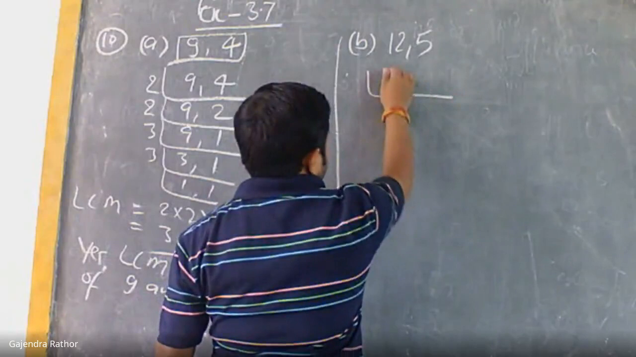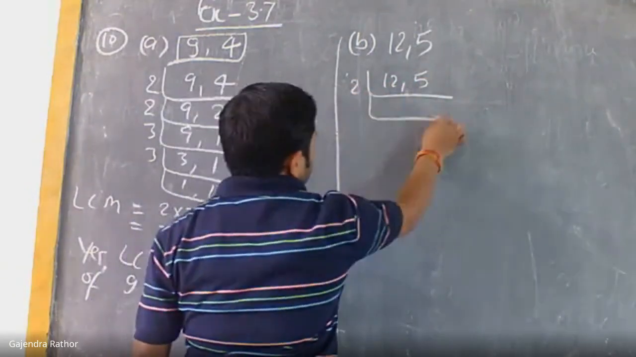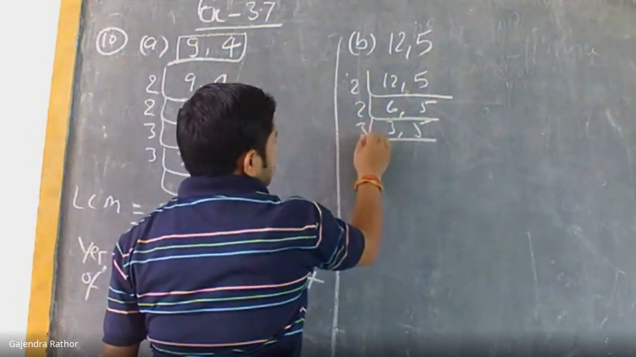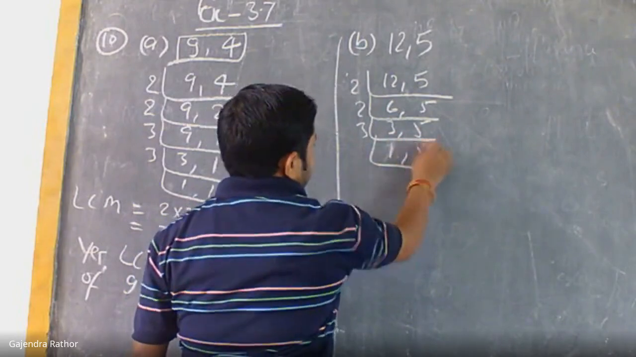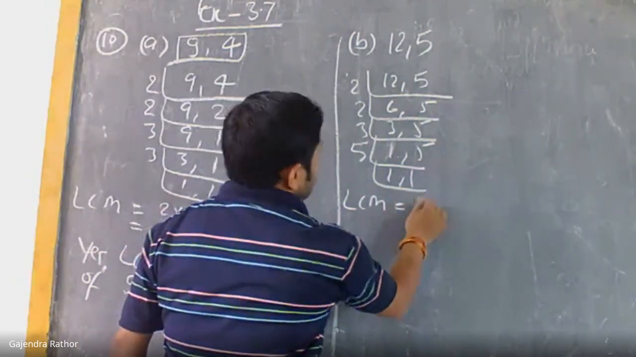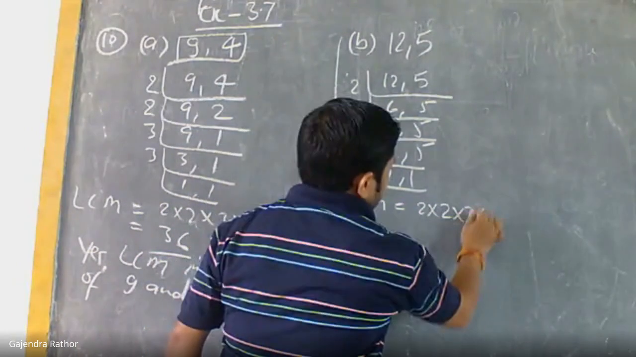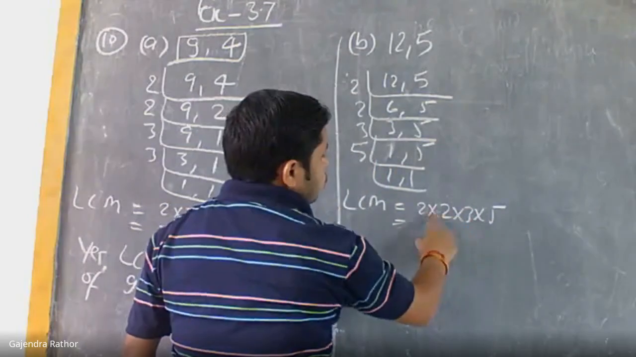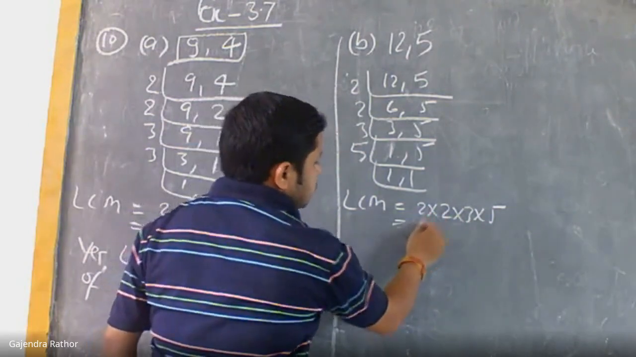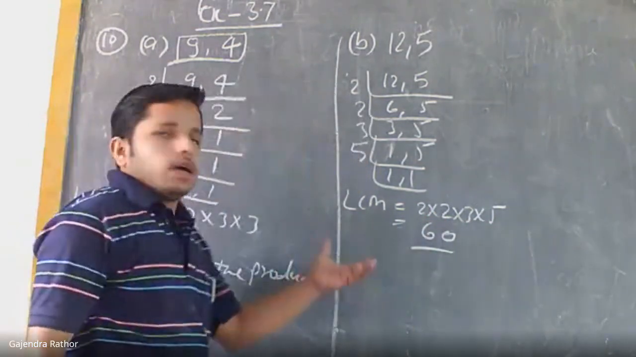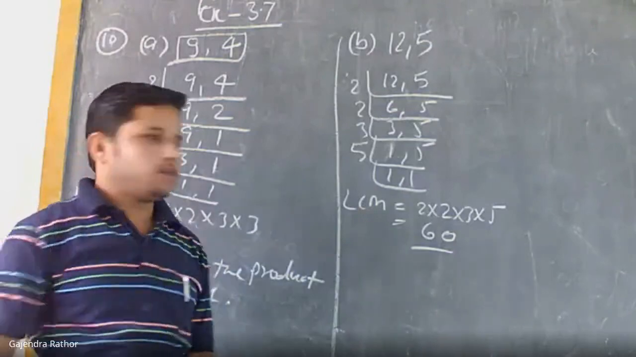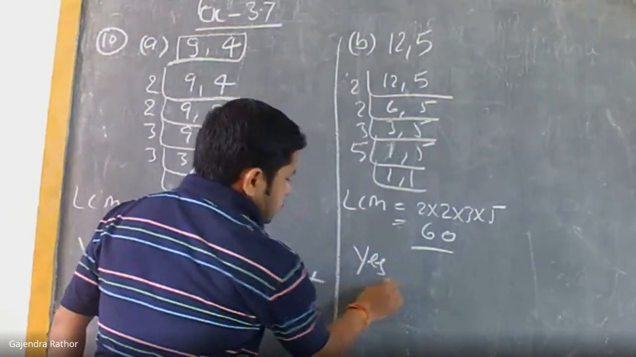Let's find out. 12 and 5 divided by 2, 6, 5, again 2, 3, 5, again 3, 1, 5, again 5, 1, 1. So LCM is equal to 2 multiply 2 multiply 3 multiply 5. 2 2s are 4, 4 3s are 12, 12 5s are 60. Now in this point, the LCM is also the product of the given two numbers. Our answer is yes.